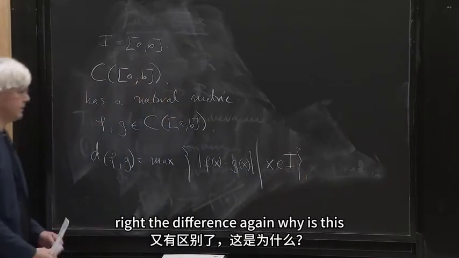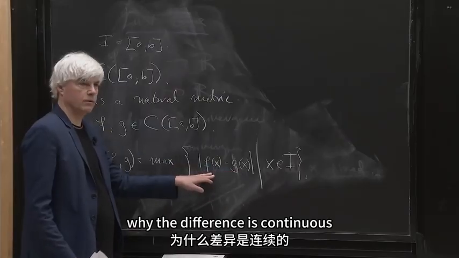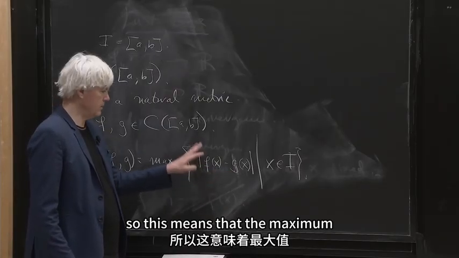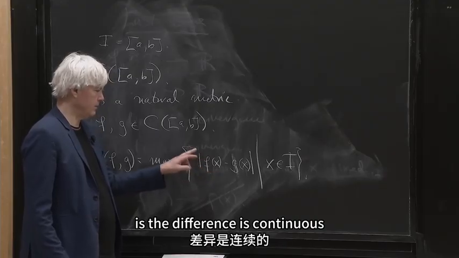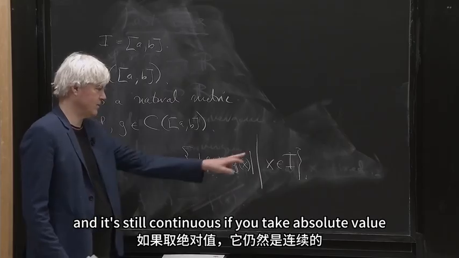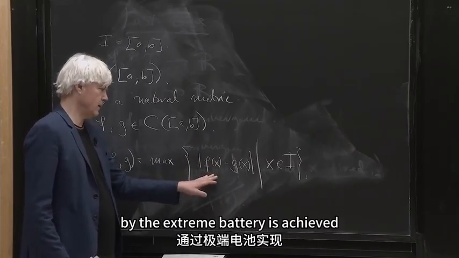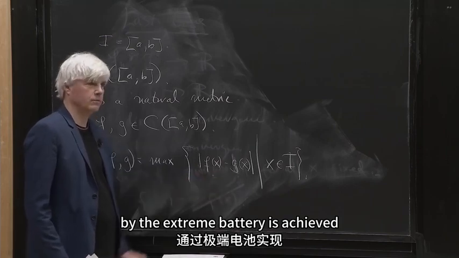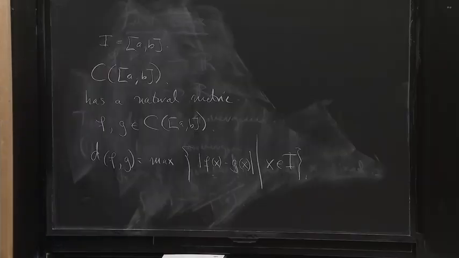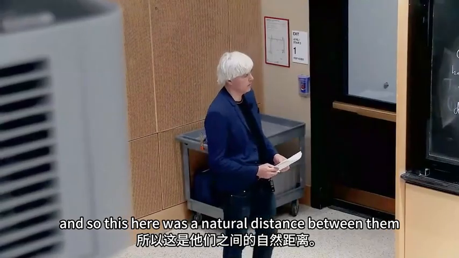Right. The difference, again, why is this? Why is the difference continuous? So this means that the difference is continuous. So this is a continuous function, and it's still continuous if you take absolute value. And so this means that the maximum, by the extreme value theorem, is achieved. Right. And so this here was a natural distance between them.